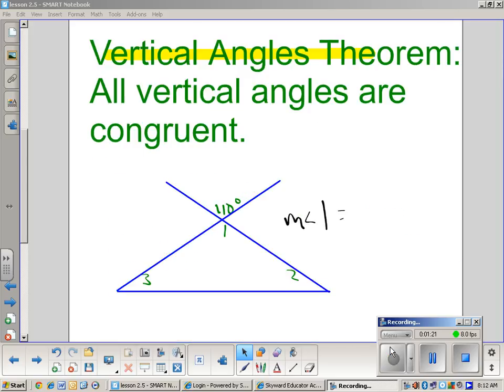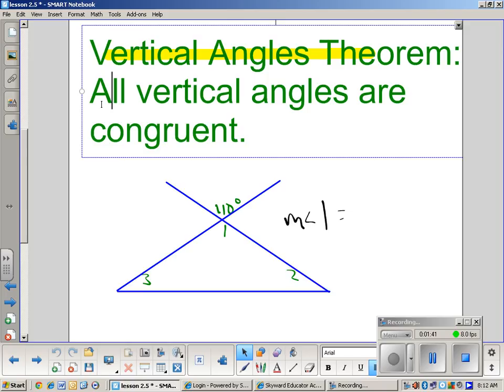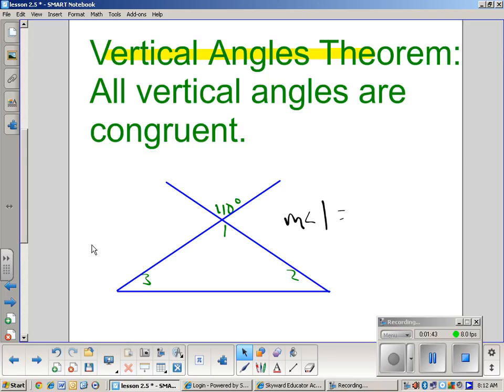So, to repeat what I just said when I wasn't recording, the vertical angles theorem tells us what's special about vertical angles. The definition simply tells us what it looks like. The vertical angles theorem tells us that vertical angles are congruent. All vertical angles are congruent. All of them. Okay? All vertical angles are congruent.